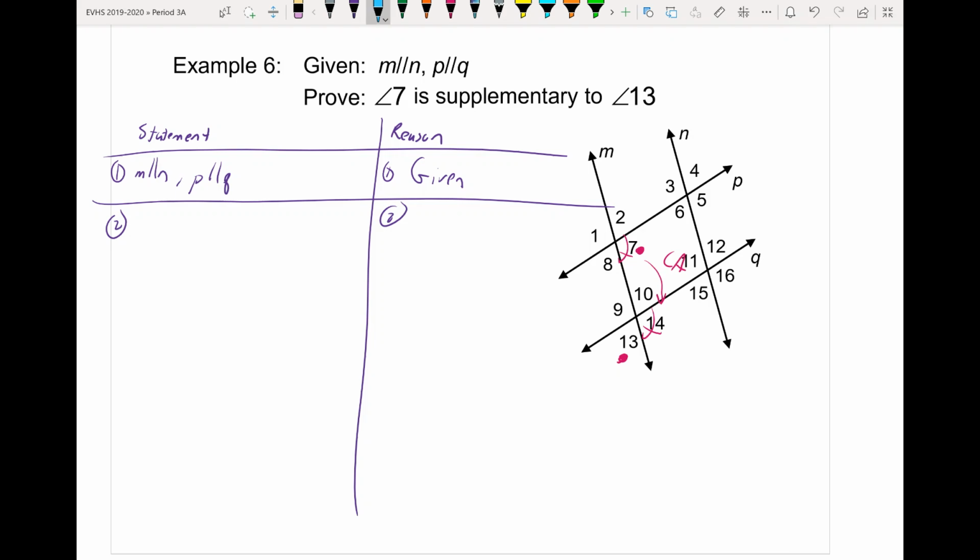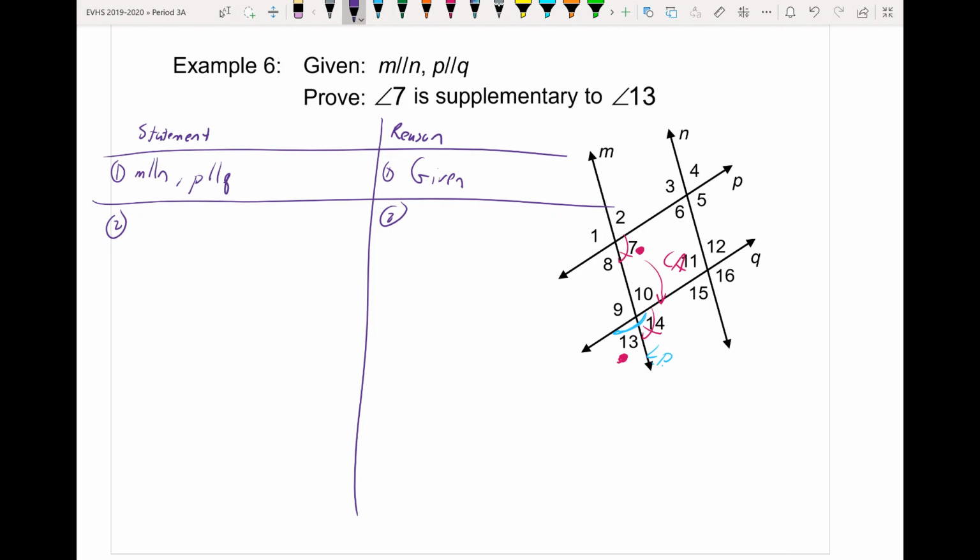All right, so now 14 and 13 form a linear pair, which means I'll have to invoke the supplements theorem, equal to 180, and then I can do some substitutions in from there. All right, I think I got a basic roadmap here. Let's see what we can do.